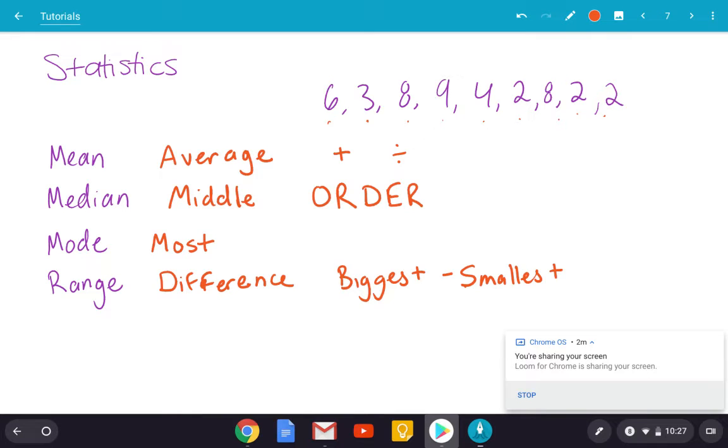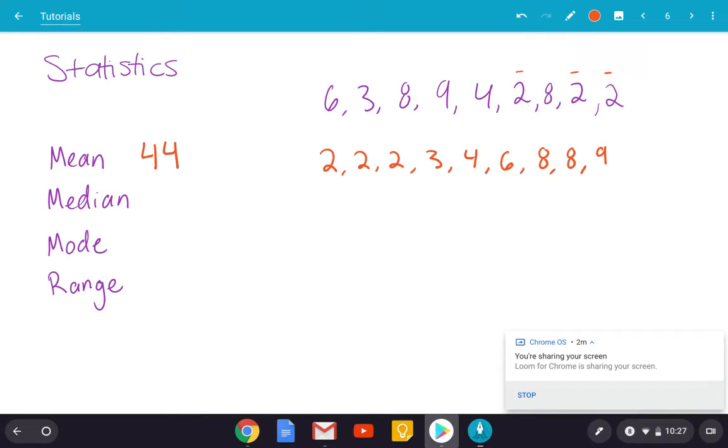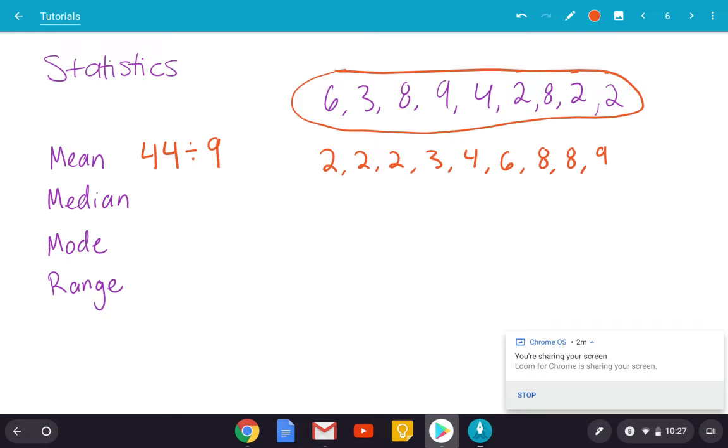statistical measures. So I've already kind of done a little bit of work ahead of time to make this video a little bit shorter. So when we find the mean, remember we want to add all of these numbers up and then divide by the number of digits that we have. So when I added up 6 plus 3 plus 8 plus 9 plus 4 plus 2 plus 8 plus 2 plus 2, I got 44. And then I want to divide that by 9 because there are 9 numbers here. So when I divide 44 by 9, I get 4.9. So our mean is 4.9.